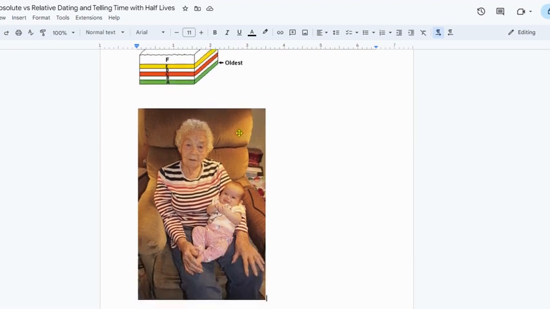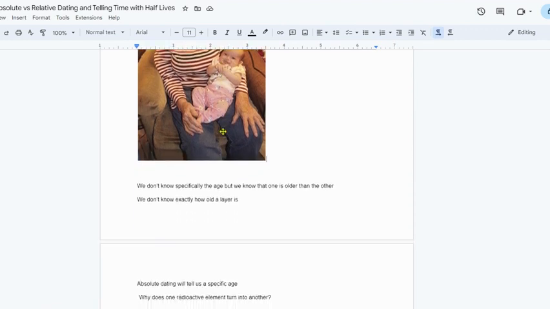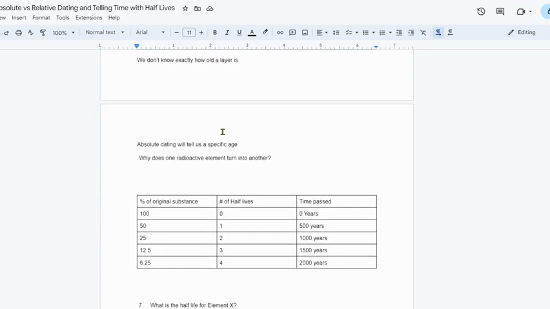I don't know how old the grandma is. I don't know how old the grandbaby is. I know that she's a lot younger. I know that she's a lot older, but I can't make a specific statement of she is 74 years old. I can't say that. When I can do that is when I'm dealing with radioactive decay.